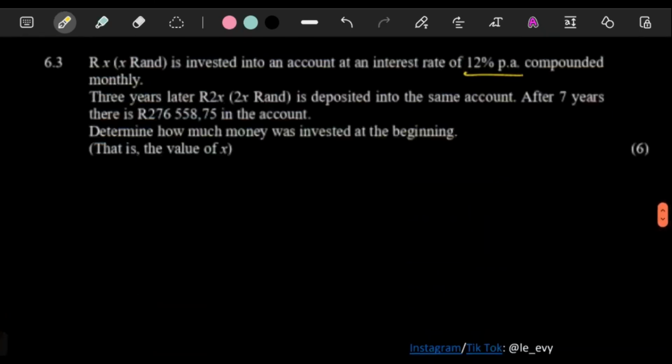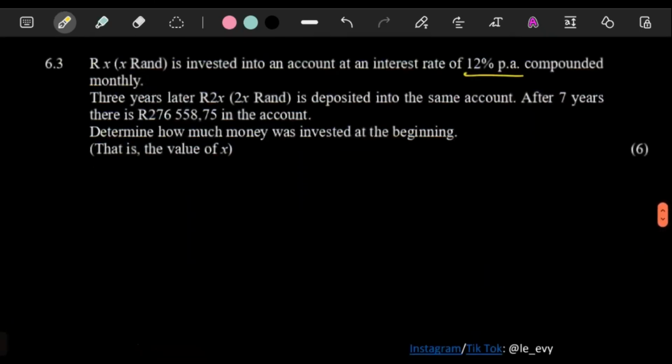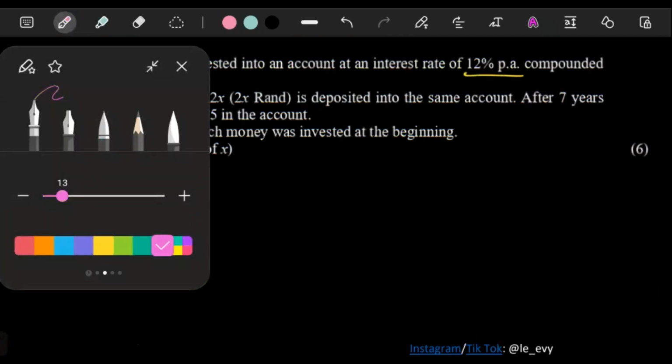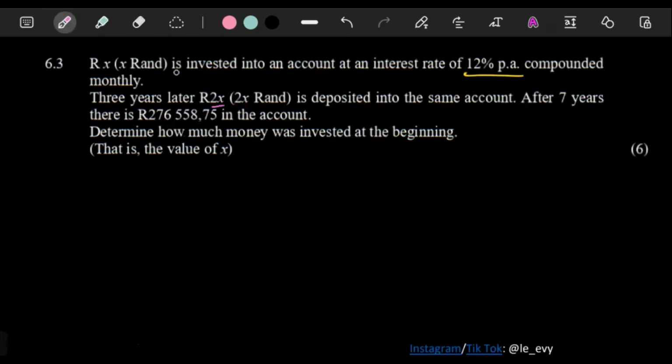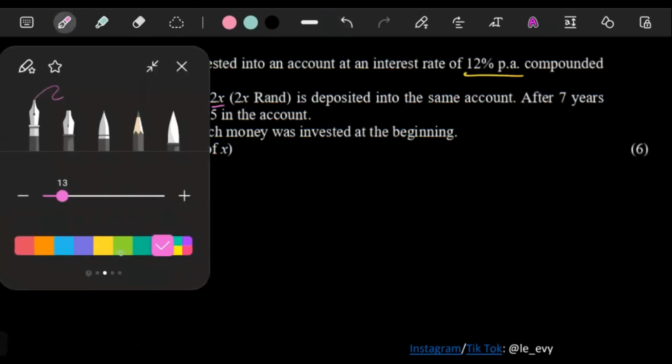Honestly speaking, this question, in as much as it may seem like it's going to be hectic, it's actually not going to be hectic, because they've done us a favor by giving us the idea that there's one variable, which is X. With questions like these, you just want to draw out a timeline of some sort.